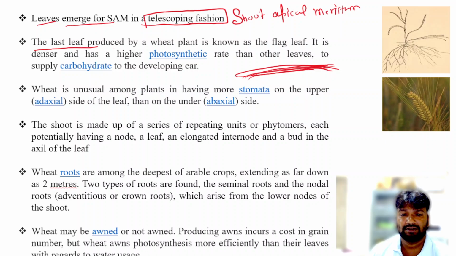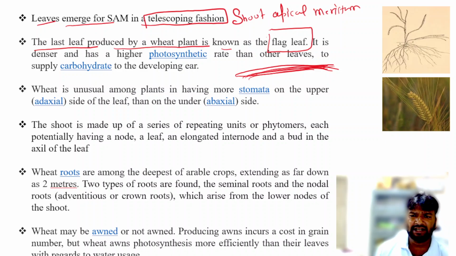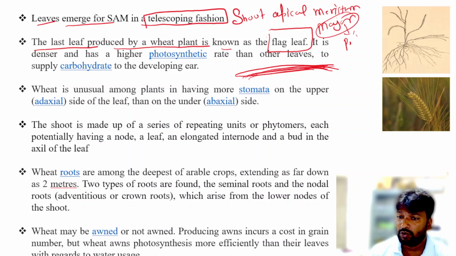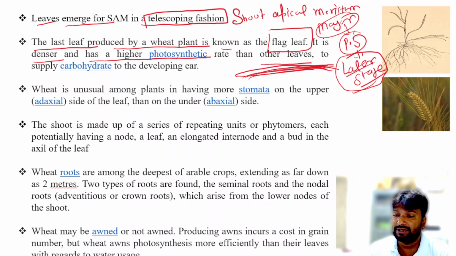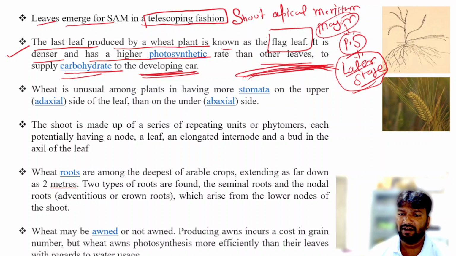The last leaf produced by a wheat plant is known as the flag leaf. So friends, this is one of the important leaves, the major leaf which provides photosynthesis during the later stages. In the reproductive stage of cereals, the flag leaf has an important role in providing photosynthesis to the growing grains. It is denser and has a higher photosynthetic rate than other leaves. These leaves have higher photosynthetic pigments and higher photosynthetic rates, and provide carbohydrate to the developing ear. So this is the role of the flag leaf.